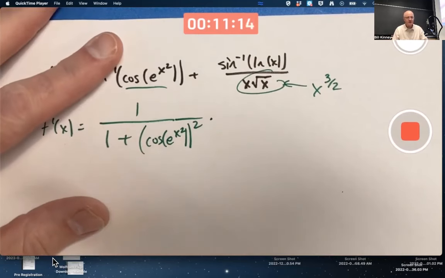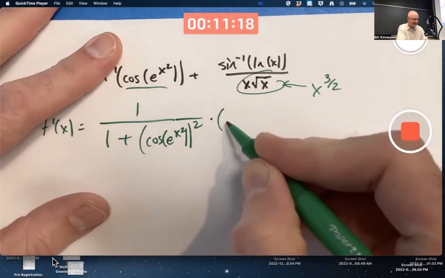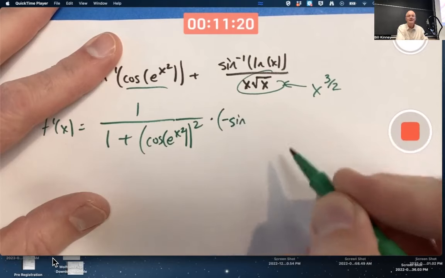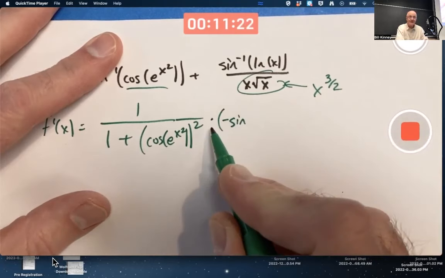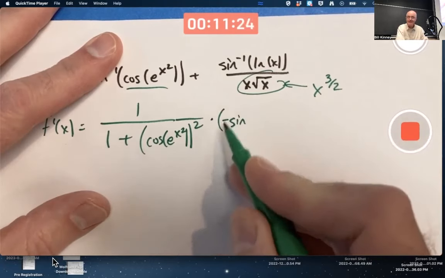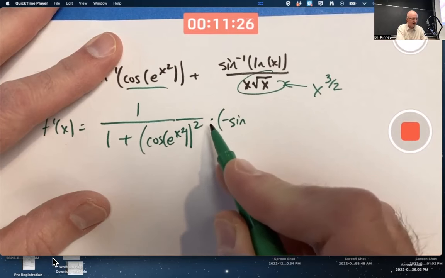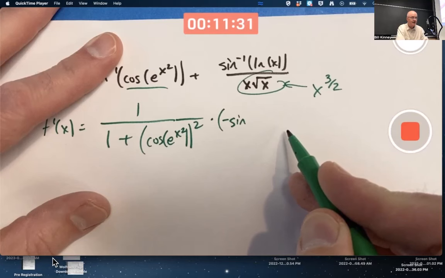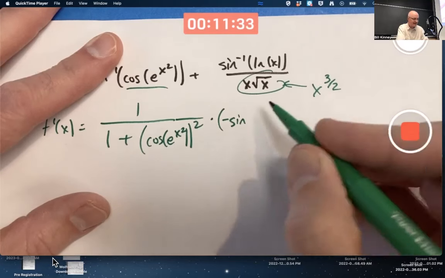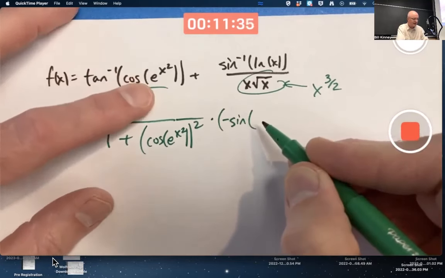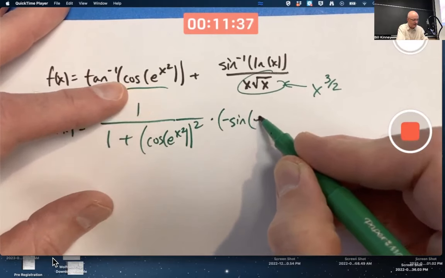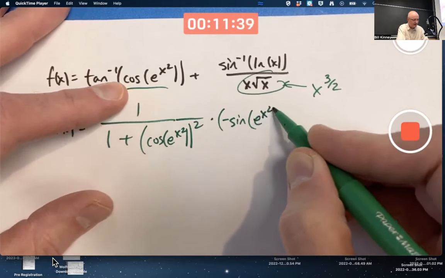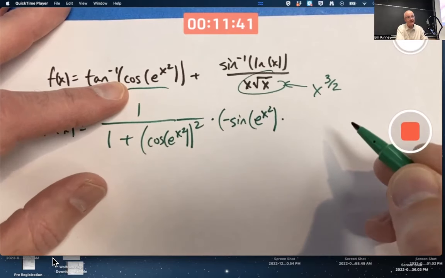Now I'm ignoring the inverse tangent. The derivative of cosine is negative sine. You do need to put a dot there for sure, and I'm putting parentheses here for extra emphasis. I'm multiplying this entire fraction by whatever I put inside the parentheses. The derivative of cosine is negative sine of x, but wait a minute, it's e to the x squared inside there, so I have to plug in the inside function. Then multiply times the derivative of that inside function.